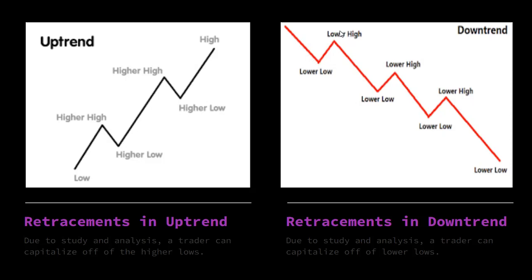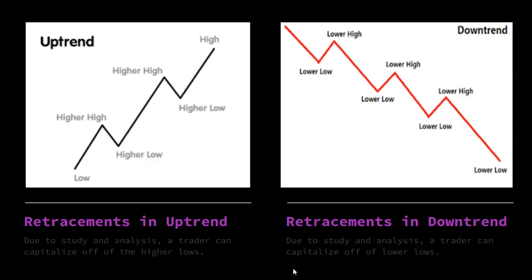Downtrends have lower lows and lower highs. So a trader's initial position could be up here at the top. Price begins to fall or begins to sell, and then it can retrace and then create a lower high, and then so forth and so on. So due to study and analysis, a trader can capitalize off of the, I think I put lower lows down here, but it's actually the lower highs, right? So you can capitalize off of your lower highs.